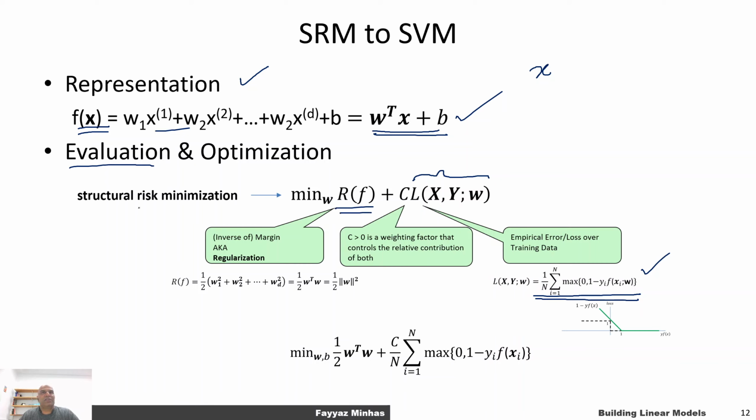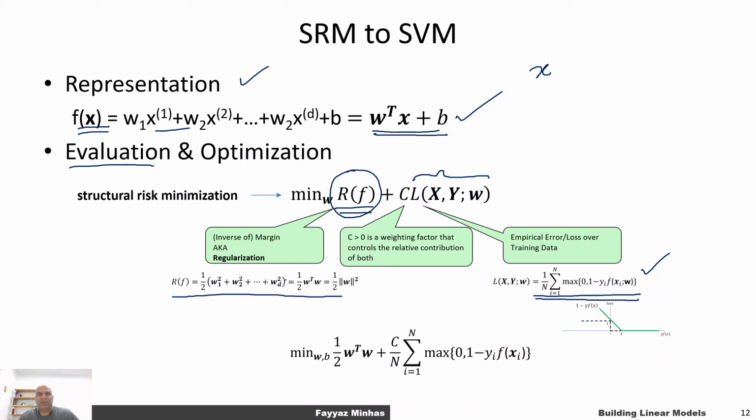So this is structural risk minimization. Remember, it has this empirical error minimization, but it has something else as well. And that something else, this is the formula for it. It's called regularization, but what it is essentially is a sum of the weight values, or the square, more precisely, the sum of the square of weight values of the linear discriminant.